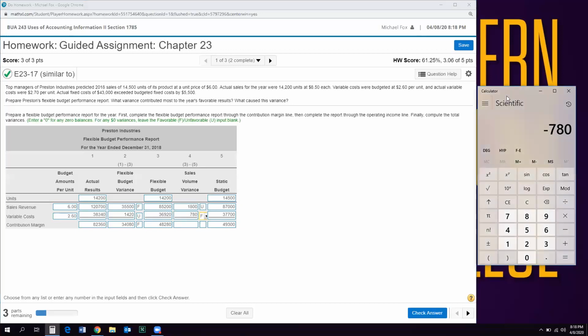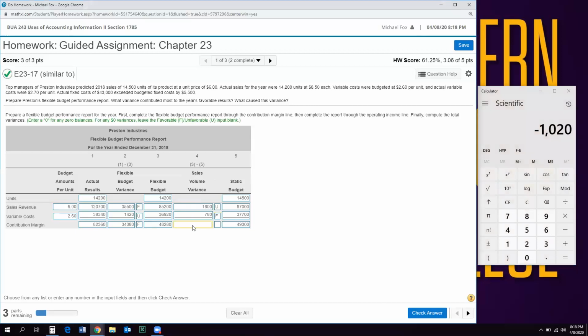Finally, for the contribution margin, $1,020 is our variance. And let's see, so if our contribution margin is lower, which it is, we're going to consider that unfavorable.